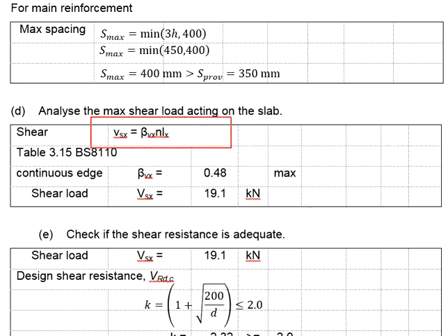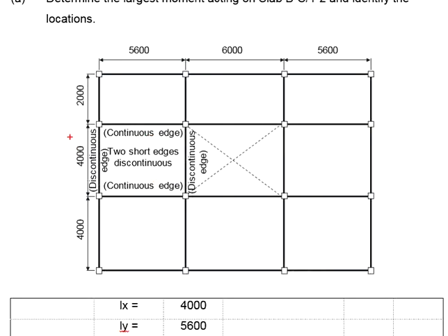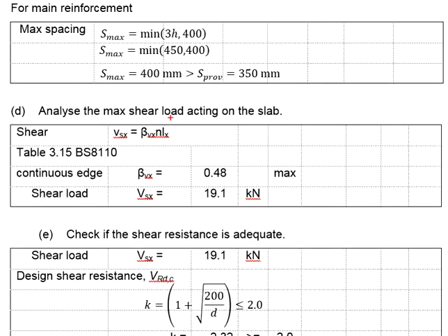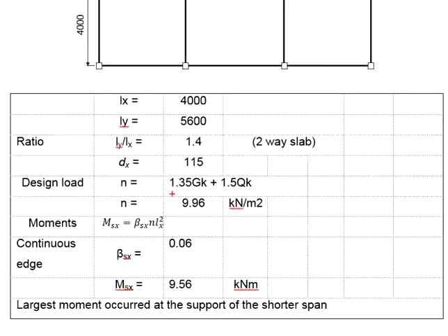Use the equations given in the British Standard. The shear coefficient is 0.48. The Lx refers to the shorter span, which is 4 meters, and the n here refers to the design load. The design for the shear resistance is at the ultimate limit state. Therefore, the design load should be 1.35 Gk plus 1.5 Qk, which we have calculated previously. It is equal to 9.96 kN per meter square.